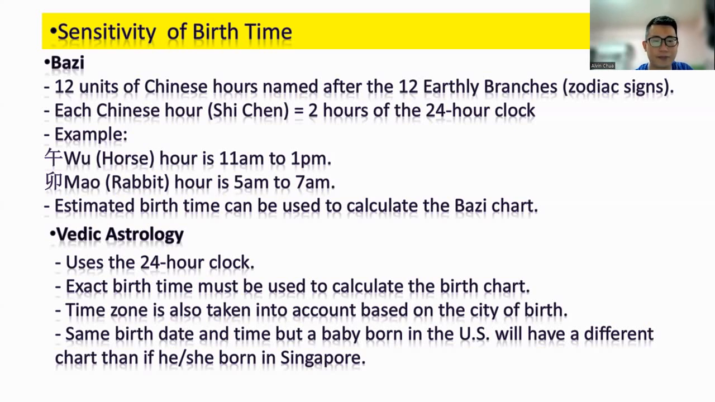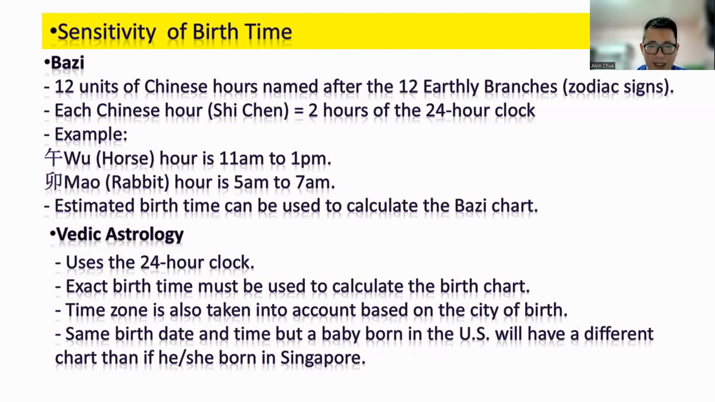to 7 a.m. Because it spans 2 hours, Bazi allows people with an estimated birth time to create their birth chart. So somebody who knows he was born after 6 a.m., but does not remember exactly how many minutes, we know that 6 a.m. is well within the 5 a.m. to 7 a.m. Mao Shi. We can use this already to calculate his Bazi. So that's the advantage of Bazi Xue.